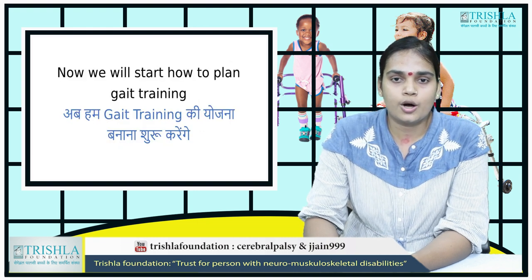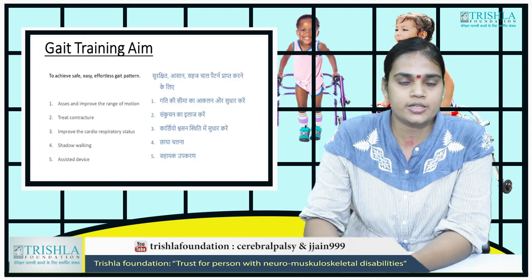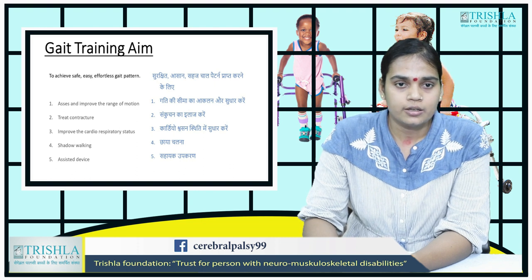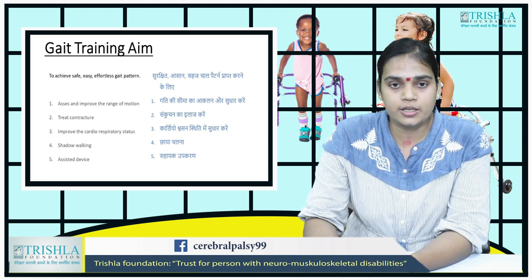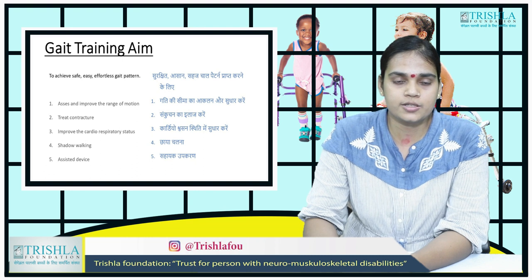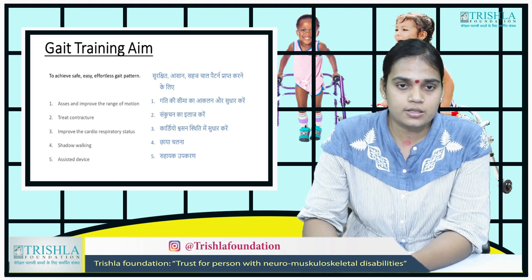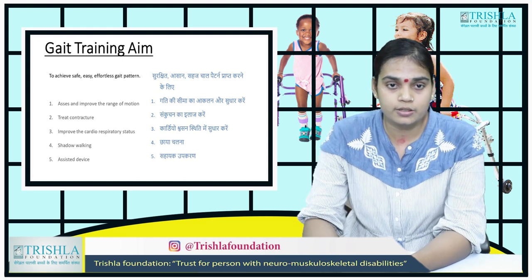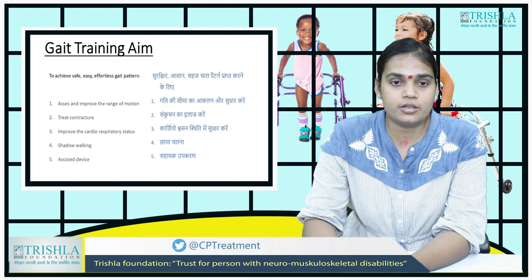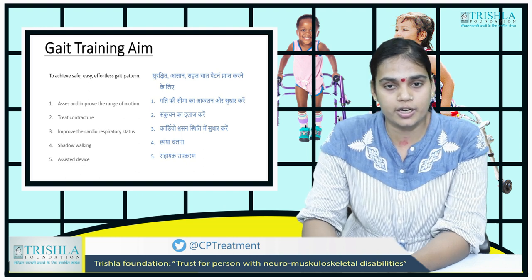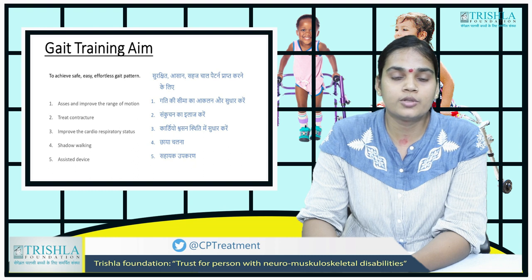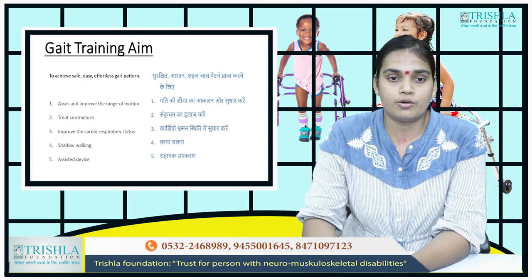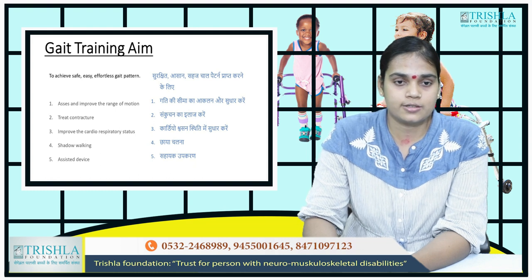Now we will start how to plan gait training. What is the aim when you start your child's gait training? Firstly, to achieve safe, easy and effortless gait. First, assess and improve the range of motion of your child's joints, mostly leg joints. Treat the contracture first, then start gait training, and improve the cardiorespiratory status. You can use saddle walking and also the assistive devices.